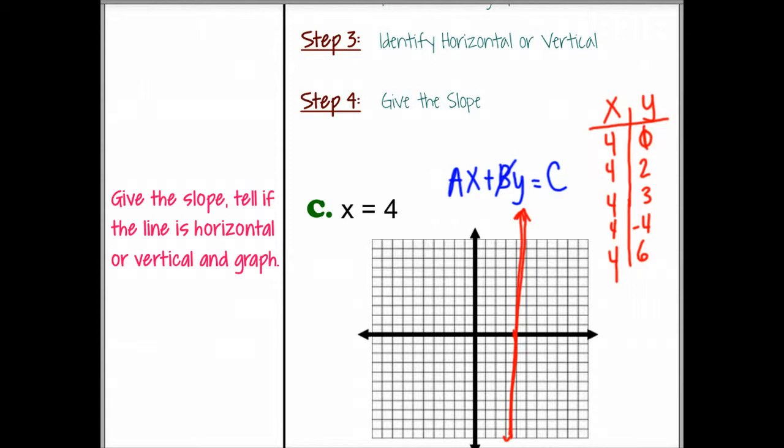Now we have to identify if it's horizontal or vertical. It's vertical since it goes up and down. And when it's up and down, if you remember from Slope Dude, our slope is undefined.